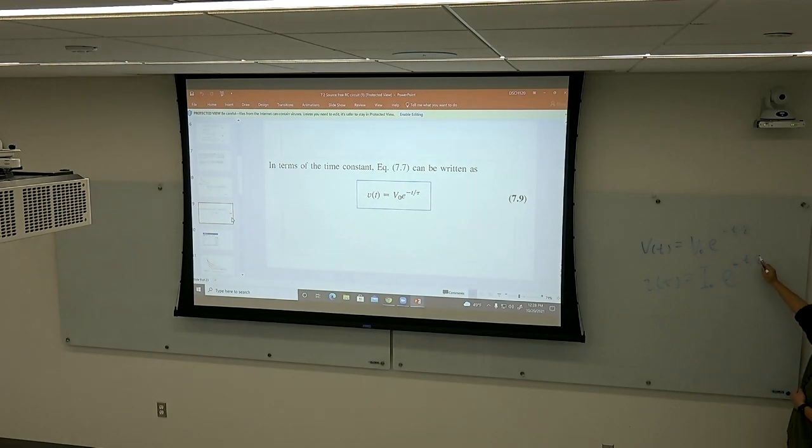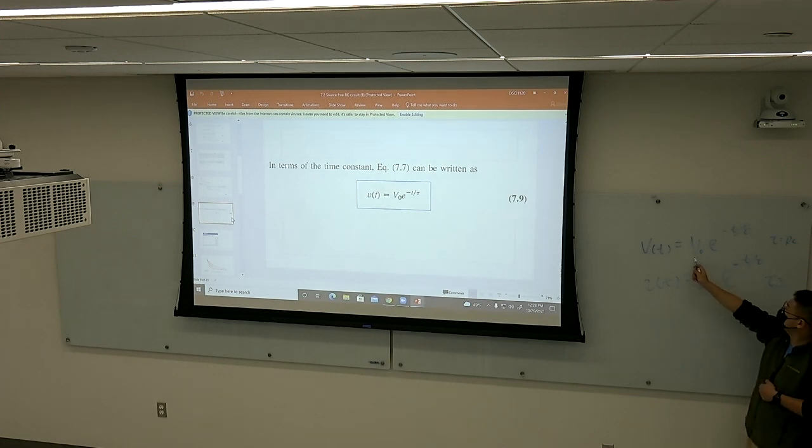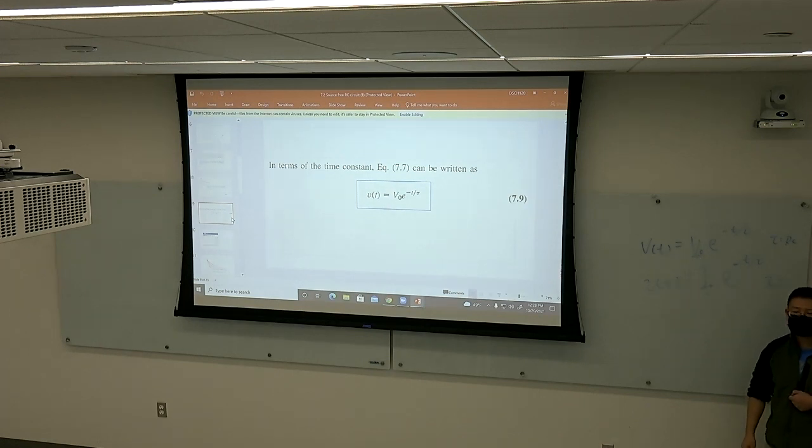But the definition of tau is different. For the RC circuit, tau equals R times C. For the RL circuit, tau is different, and we will discuss tau today. Also, similarly, in the RC circuit this is V0, the initial voltage of the capacitor. For the RL circuit, here is the initial current of the inductor, and we will use some examples today. So let's start.